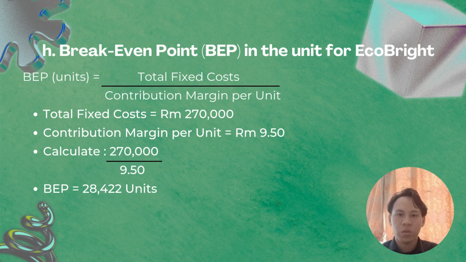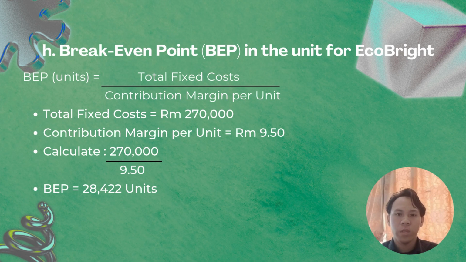Now, we identify the total fixed cost. This includes fixed manufacturing overhead, 120,000 ringgit. And then digital marketing cost, 35,000 ringgit. Website maintenance, 10,000 ringgit. Factory rental, ringgit, administrative salaries 60,000 ringgit, and utilities and insurance 15,000 ringgit.